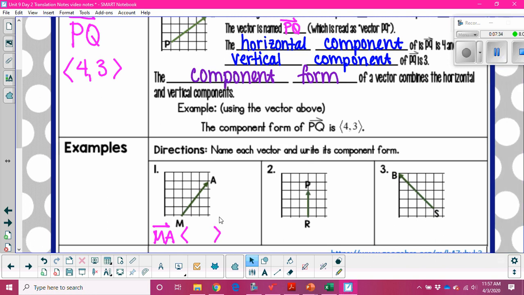The first number will be the horizontal component. So from initial to terminal, it's going to the right, so that will be positive. 1, 2, 3. That's number 3. All right, and then you're going up, so that also will be positive. So it's 1, 2, 3, 4.